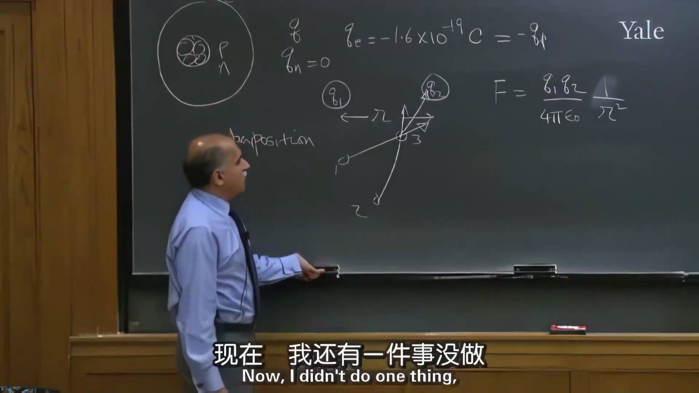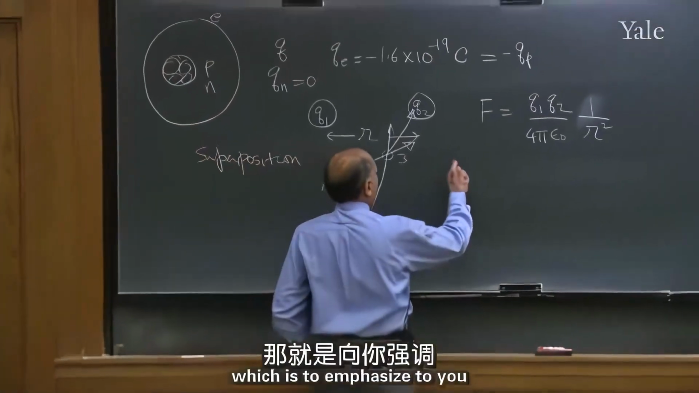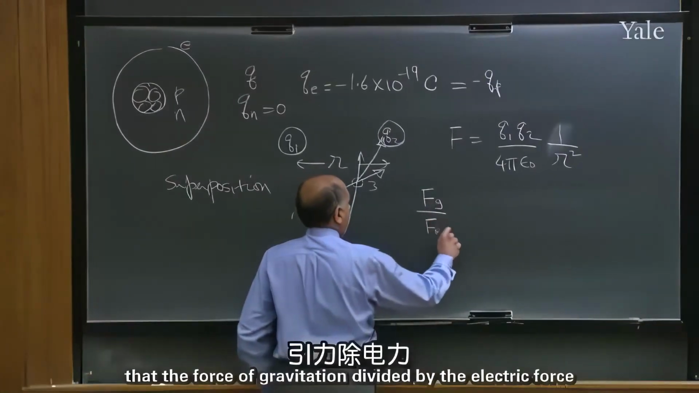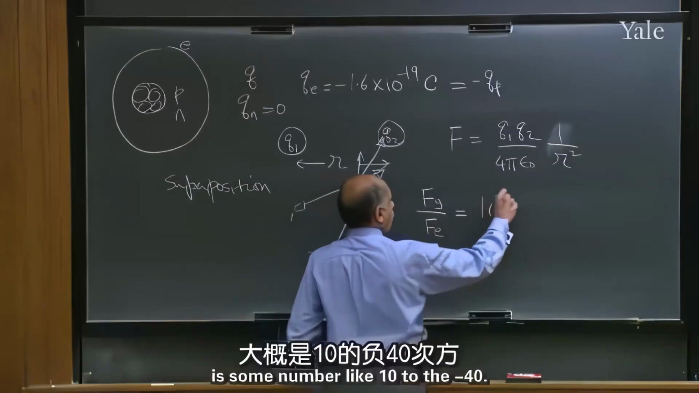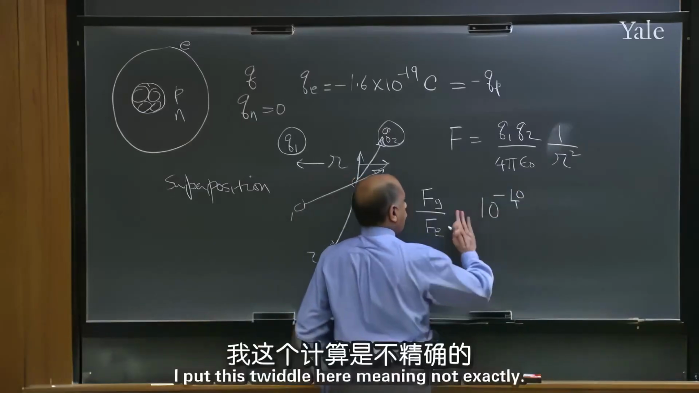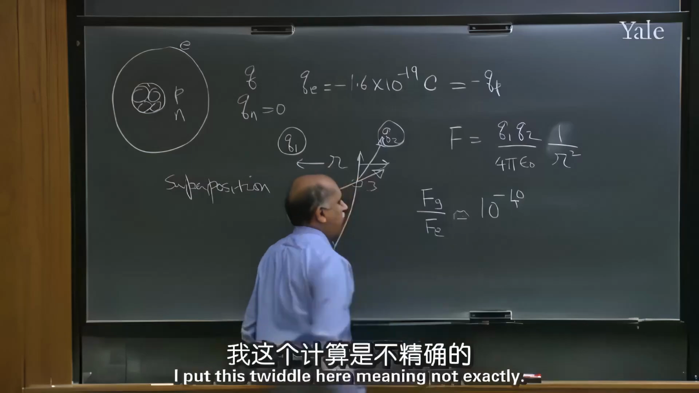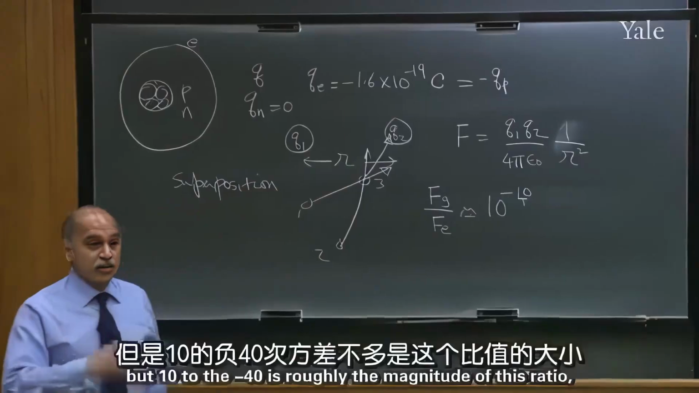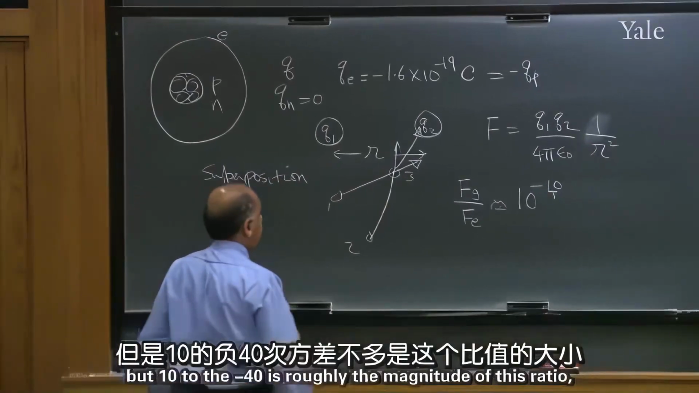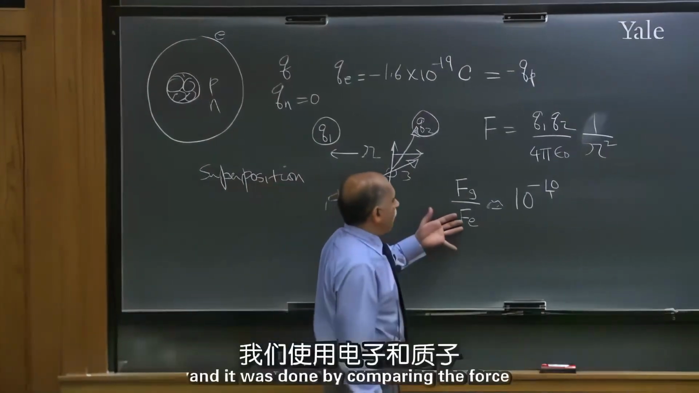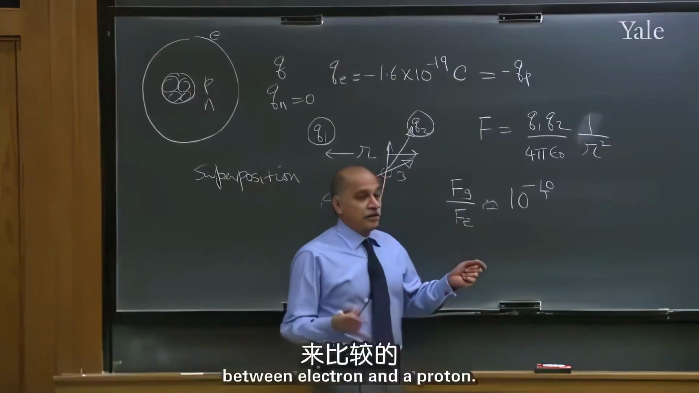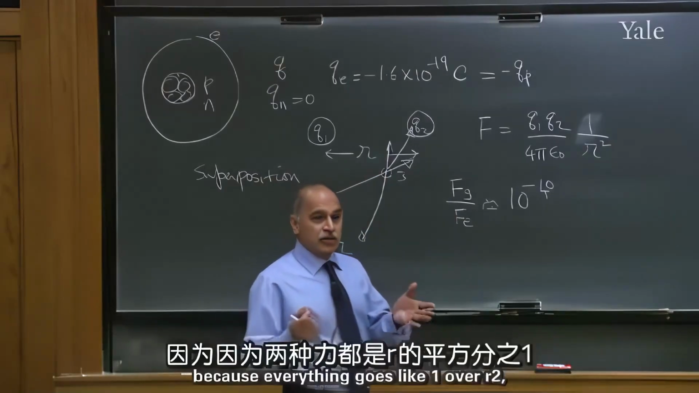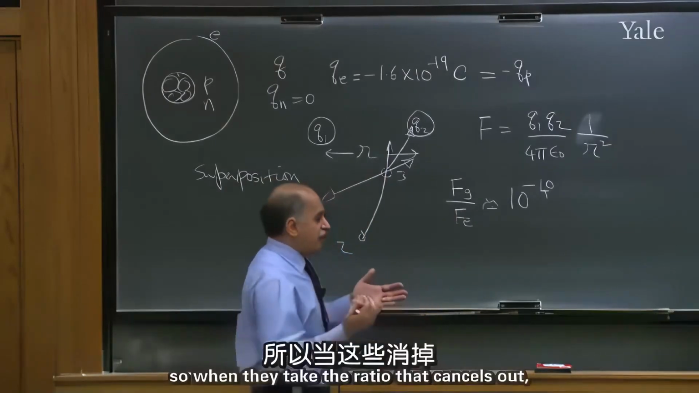Now, I did do one thing, which is to emphasize to you that the force of gravitation divided by the electric force is some number like 10 to the minus 40. I put this twiddle here, meaning not exactly. There are factors of 1 and 2 or 10 missing, but 10 to the minus 40 is roughly the magnitude of this ratio. And it was done by comparing the force between an electron and a proton. It didn't matter what the distance was, because everything goes like 1 over r squared. So when you take the ratio, that cancels out.